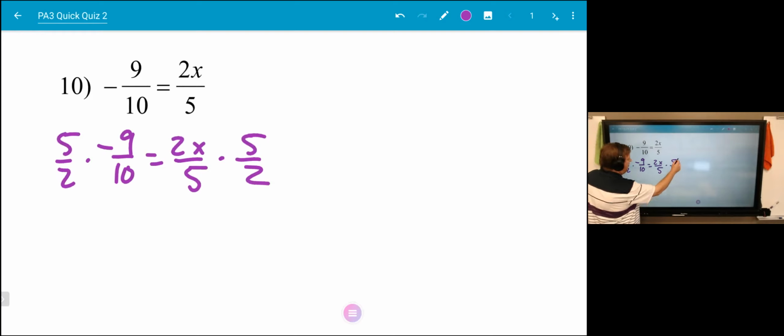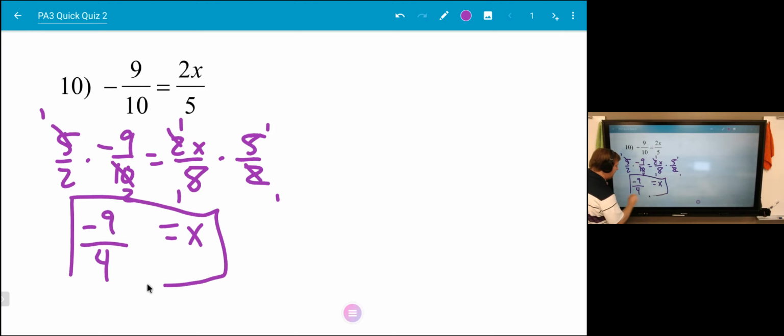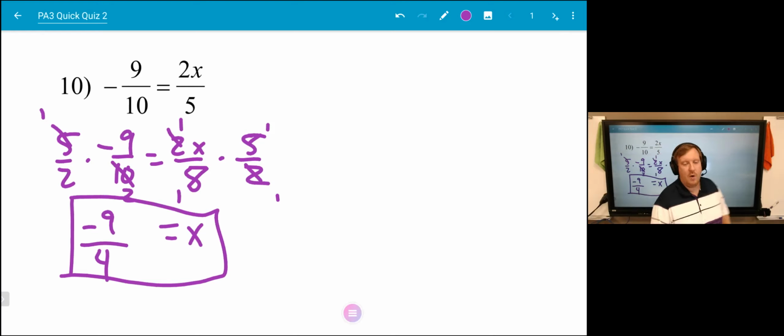And why do I do that? Well, 5 divided by 5 simplifies to 1. 2 and 2 simplify to 1. So on the right-hand side, I'm just left with x. Let's look and see what I can simplify. I can simplify 5 and 10. 5 goes into 5 one time. 5 goes into 10 two times. I cannot simplify here, though. So I'm going to multiply across. 1 times negative 9 is negative 9. 2 times 2 is 4. x is negative 9/4. There you go.